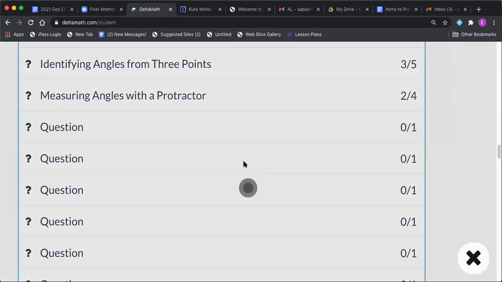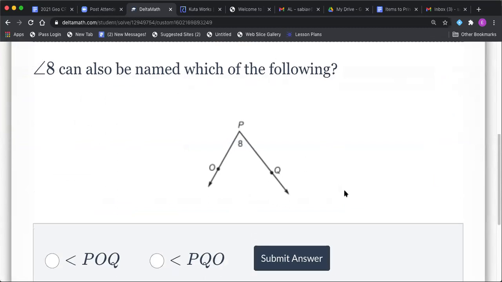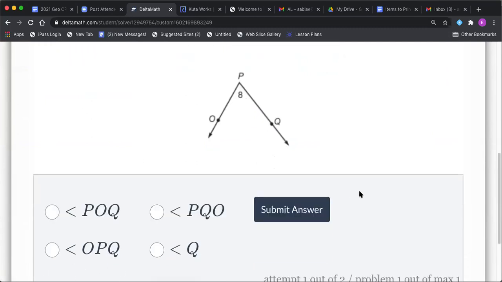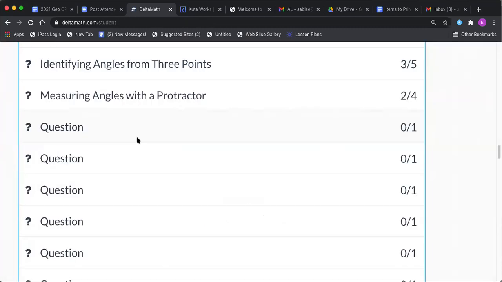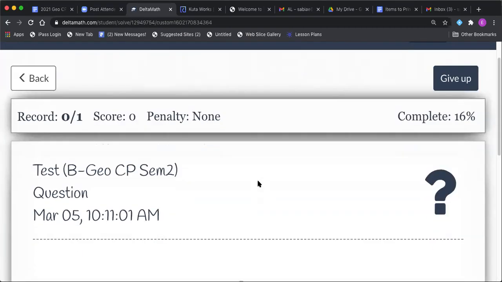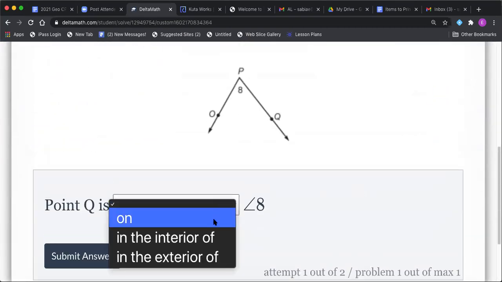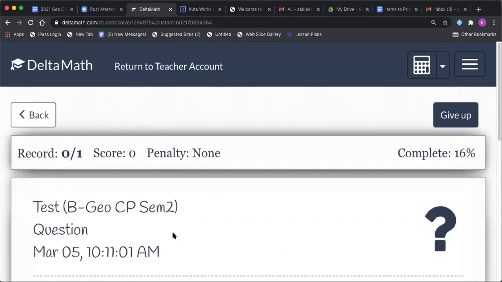Oh, and then I just ask you straightforward questions. How can you name angle 8? Besides angle 8, which one of these would be appropriate out of your choices here? I'll just pick another random one. Point Q is, and then you're going to tell me if it's on the interior or exterior. Okay, so give this a shot.